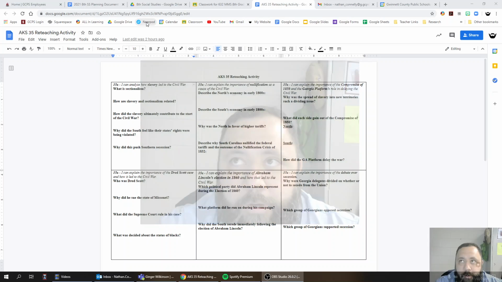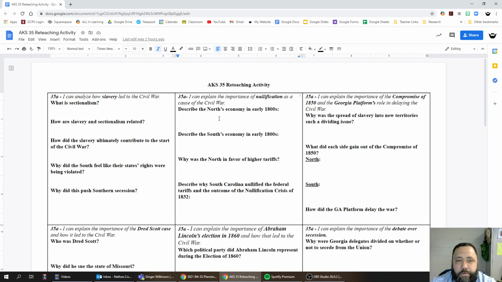Okay. All right. Let's go ahead and dive on in. I'm going to go question by question. Let's go ahead and start with the first one. What is sectionalism? Sectionalism is basically loyalty to your region ahead of your country. So the North was more loyal to the North than they were to the United States. The same for the South.